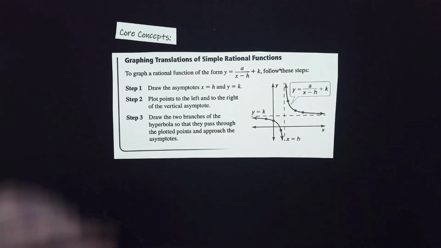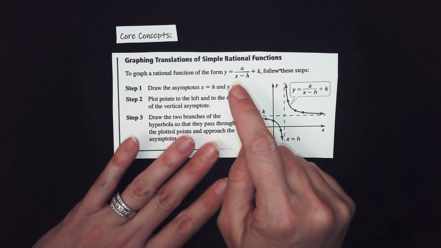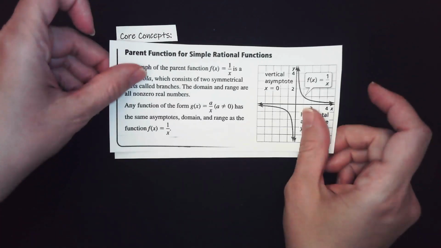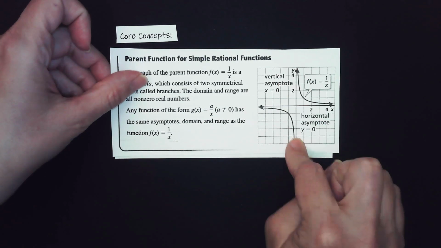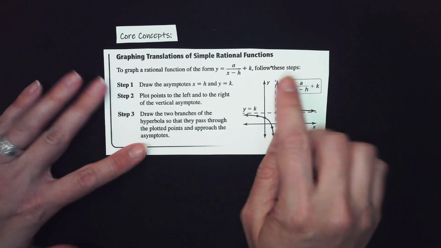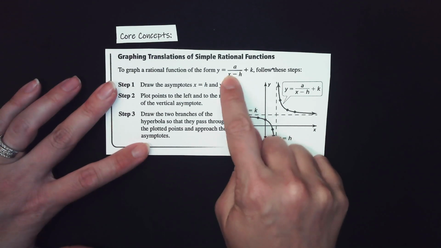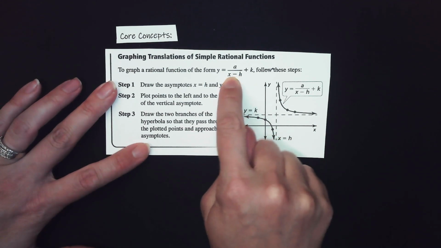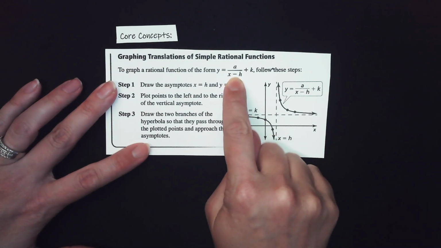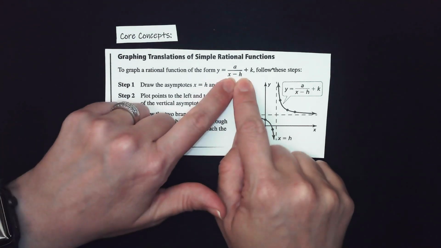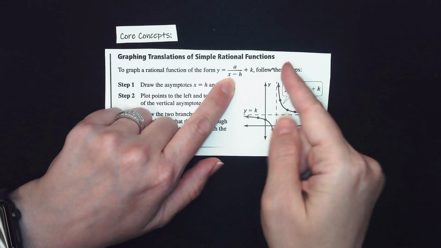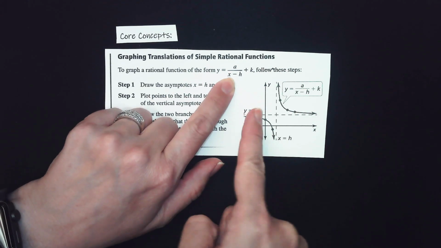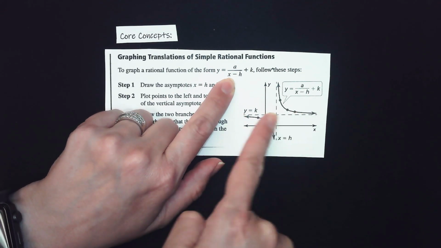So our core concepts here. Okay? Well, we remember a rational function just had a number over x. Then our asymptotes were at the x and y axis. Now, I can move things to the right. Remember, that h down there is grouped with x, so we would do the opposite. So if it's a plus h, we go left. If it's a minus h, we go right. And what that is doing is just moving that asymptote from the y-axis left or right.